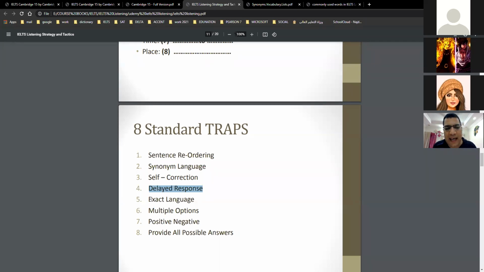Next, exact language. If you see a question word and you hear it, it doesn't mean this is the correct answer. He may give you choice A, and you hear all the words of choice A. It doesn't mean it's the correct answer. You should make sure it did answer the question itself. Next, multiple options. He may give you many choices before he gives you the answer, right?